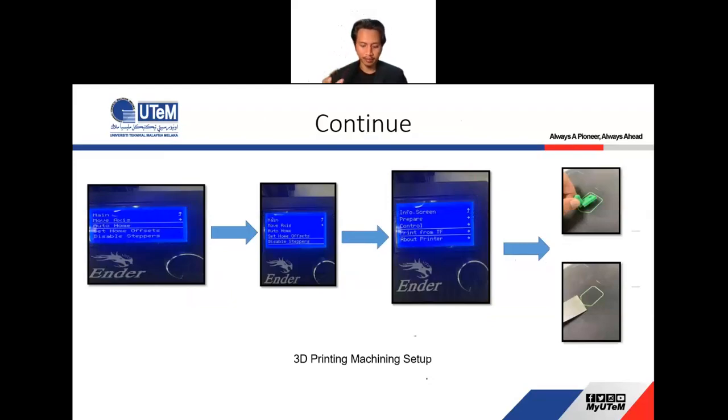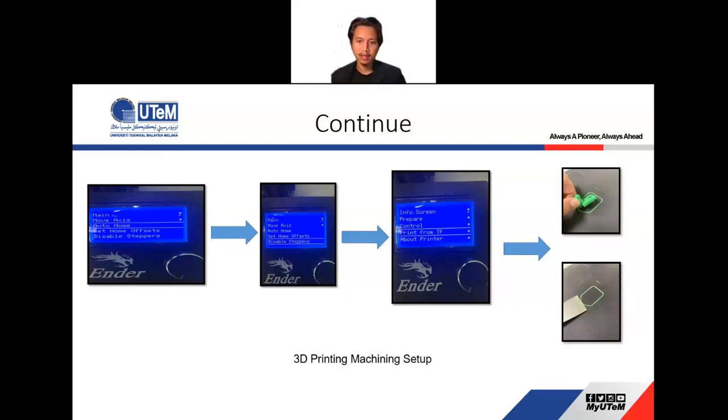adjust the level of the bed. You must make sure that the nozzle is set to auto home. And the next process is to disable the steppers, so we can make the balancing of the nozzle on the bed, so the process of the printing goes smoothly.